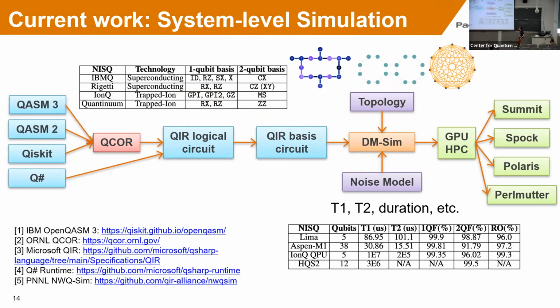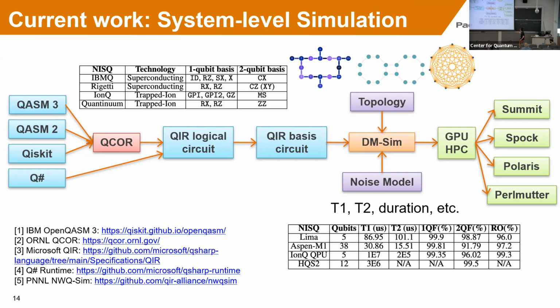Here we show the current work, system-level simulation using the DMSim. Here is the framework. We can convert OpenQASM 3, OpenQASM 2, Qiskit, and Q#. These three go through the XACC tool developed at Oak Ridge to the QIR representation based logical circuits, and through some conversion tool developed by our Microsoft folks, we can target different backend devices with their basis gates. For example, for IBM Q these are the device basis gates, and Rigetti these. So we can generate the QIR basis circuits for a particular device.